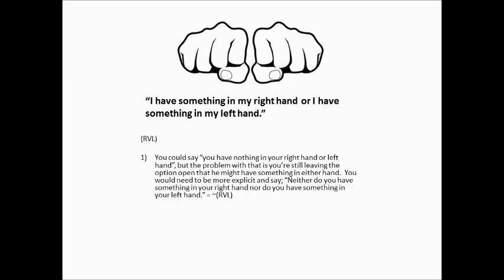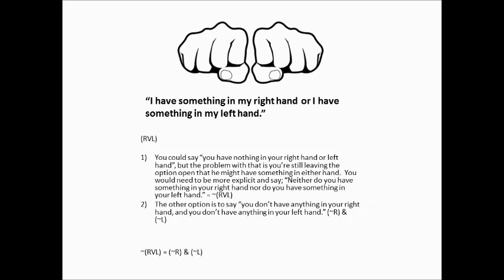So to remove any of that ambiguity, you'll just say neither do you have something in your right hand, nor do you have something in your left hand, which you can symbolize as not the case R or L. The other option is to say you don't have anything in your right hand and you don't have anything in your left hand, which you can symbolize as, or sorry, I'm just demonstrating these are equivalent statements.